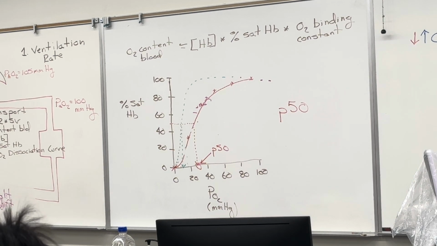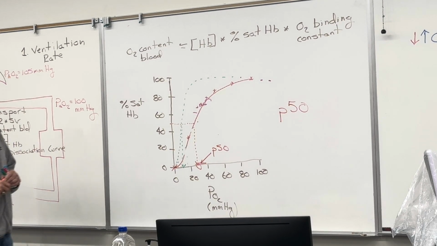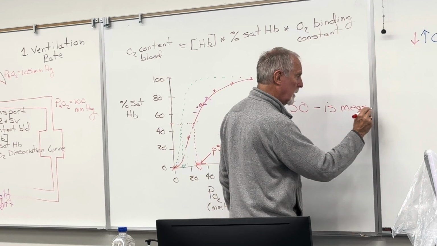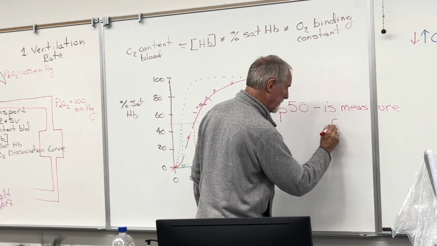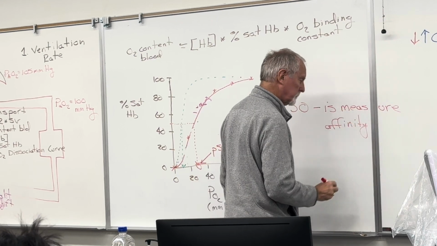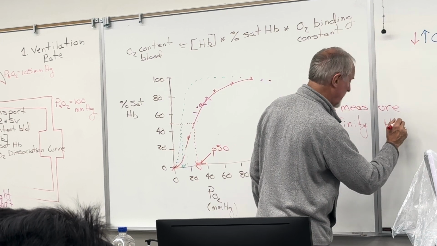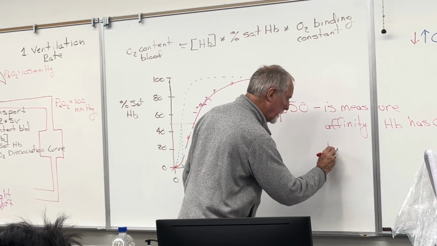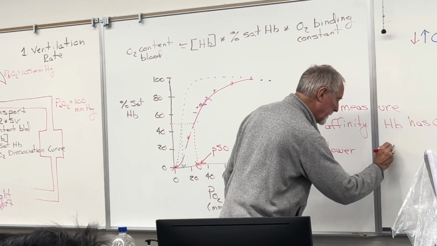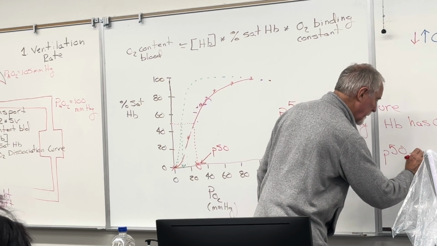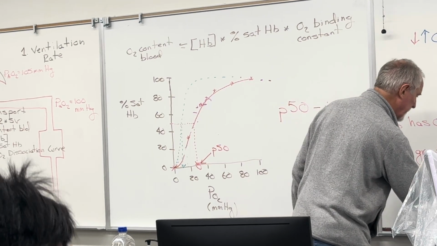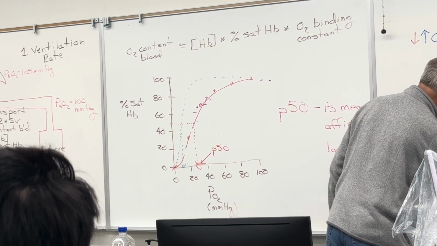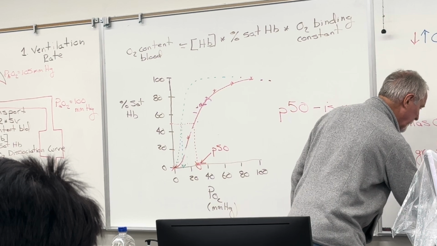So P50 is a measure of the affinity that hemoglobin has, and simply stated, the lower the P50, the greater the affinity hemoglobin has for O2.